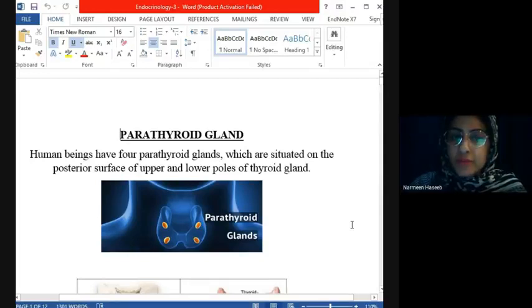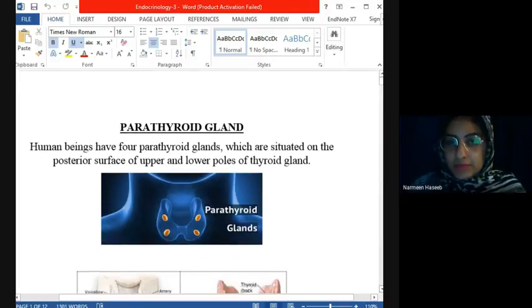Human beings have four parathyroid glands, which are situated on the posterior surface of the upper and lower poles of the thyroid gland. You see, these are the four parathyroid glands, situated on the upper poles and lower poles of the thyroid gland, which we have discussed previously. This whole is the thyroid gland, and the four spots you can see, the yellow spots, are the parathyroid glands.